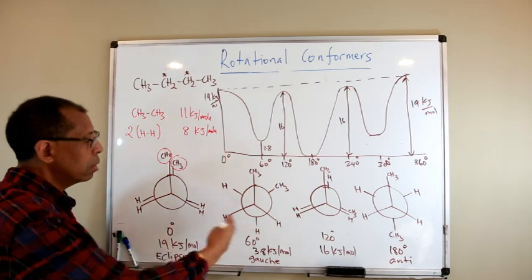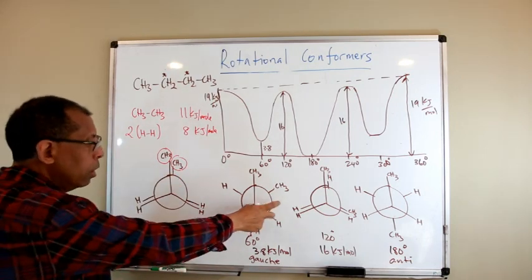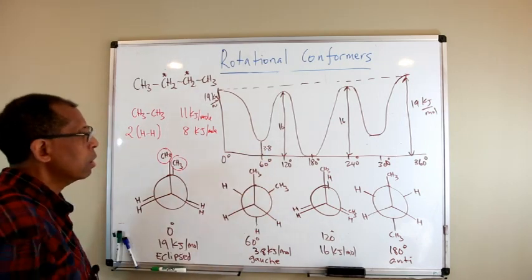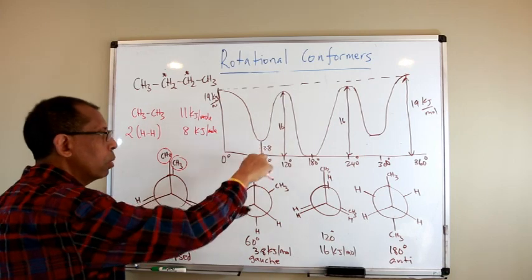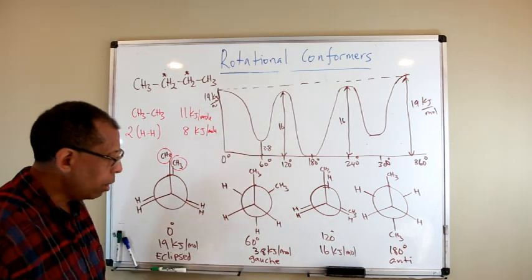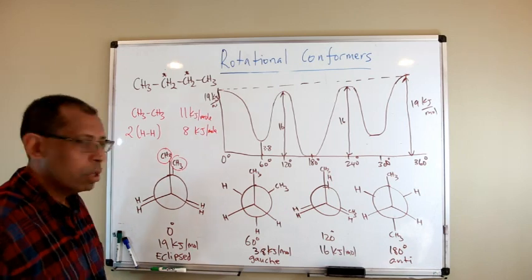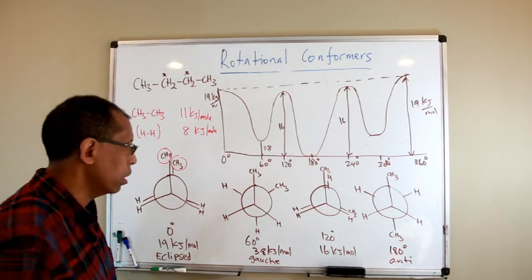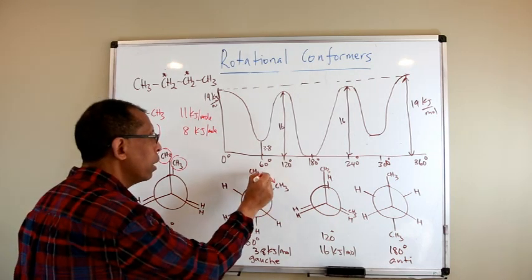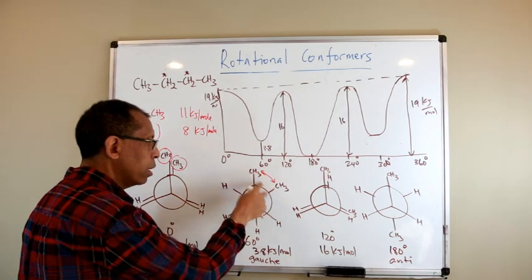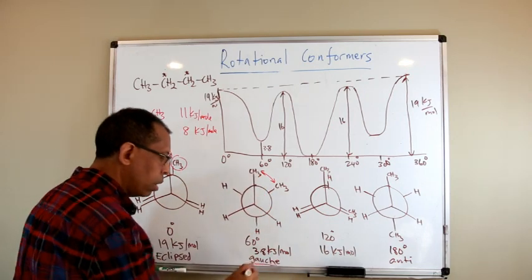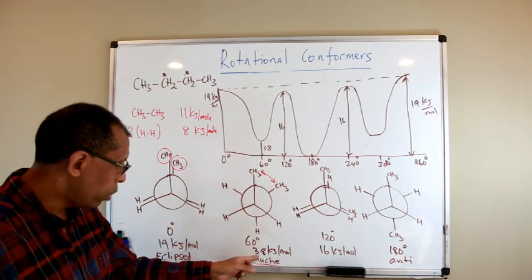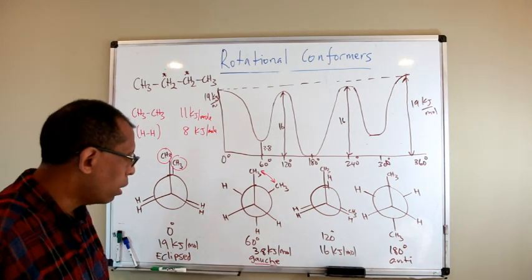The next 60-degree rotation would give you this conformer, right? The next is 3.8 kilojoules per mole. It's a very low, very stable kind of interaction. So there is one gauche interaction in this conformer. Between these two sterically bulky groups, this interaction at 60 degrees is called gauche interaction. One gauche interaction between methyls would give you about 3.8 kilojoules per mole.